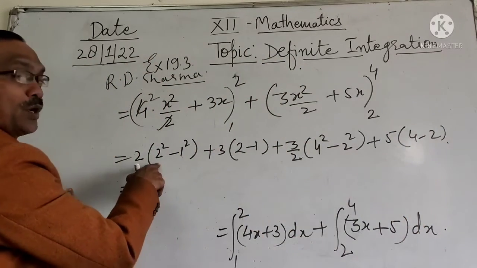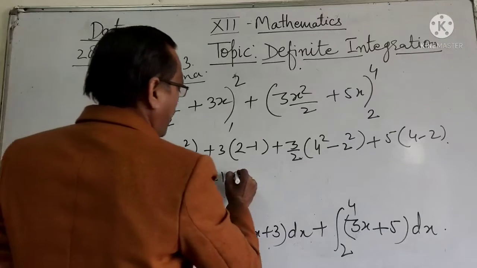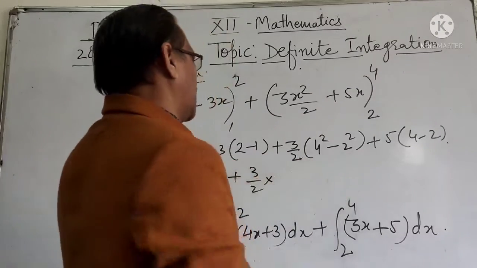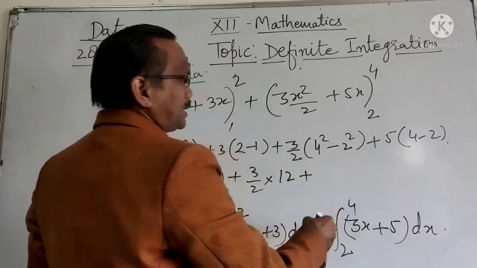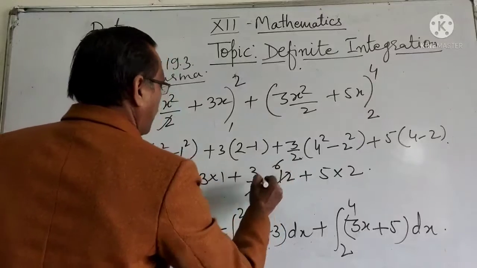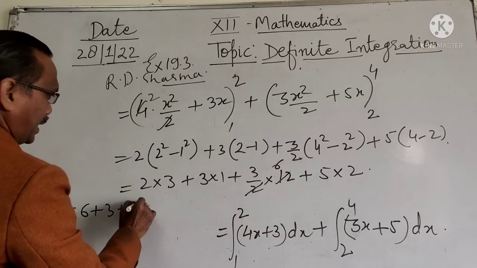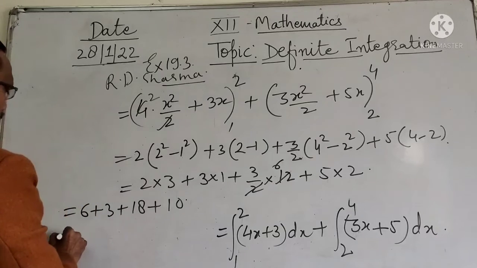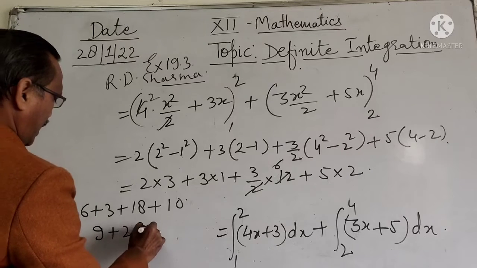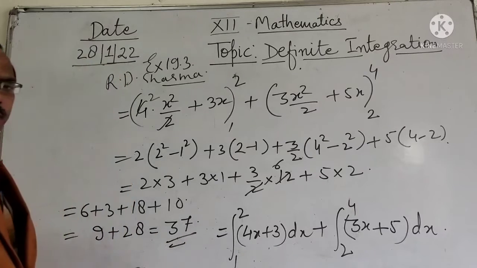It is 2 into 3 plus 3 into 1, plus 3 by 2 into 12, plus 5 into 2. So it is 6 plus 3 plus 18 plus 10. Then it is 9 plus 28. So it is 37. So the answer is 37.